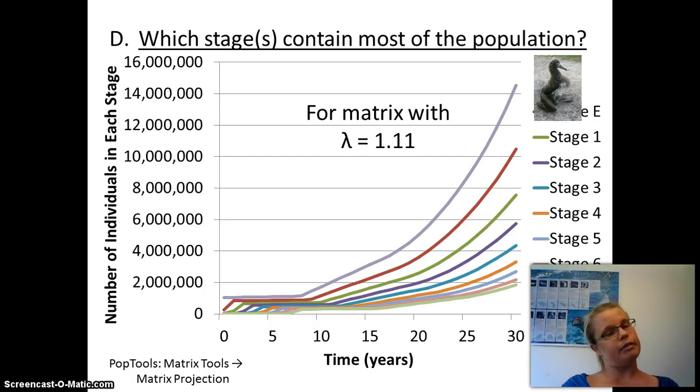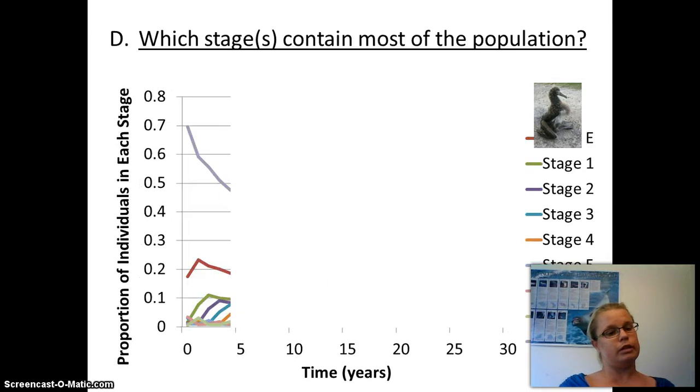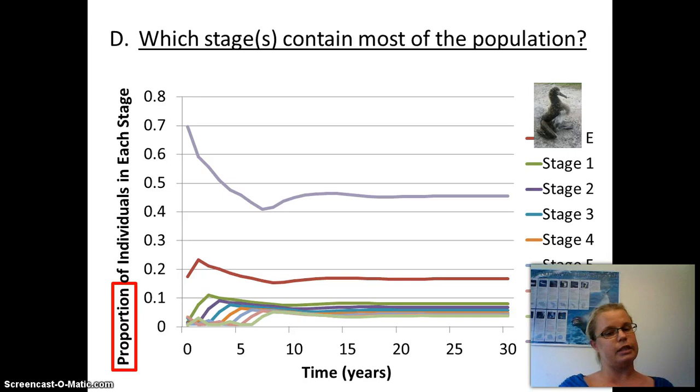Because lambda is high, population growth rate is high, the whole population is growing exponentially, and in fact, each stage is also growing exponentially. You can then divide the number of individuals in each stage by the total number of individuals in the population at that time, in which case you get the proportion of individuals in each stage, and you get a graph something like this. So you'll notice that after a few years, the population levels out, so you have the same proportion of individuals in each stage.